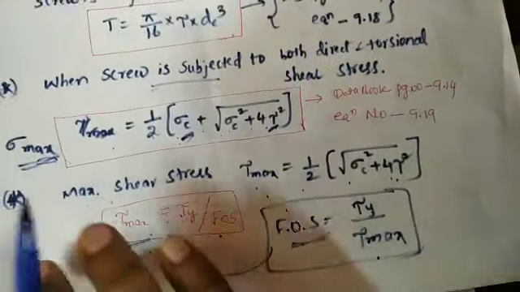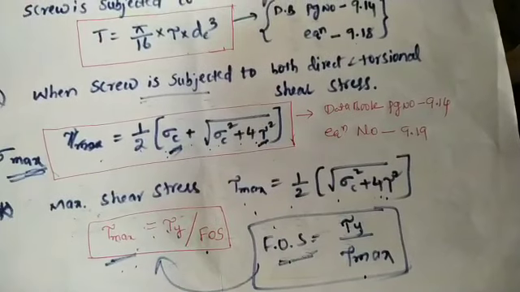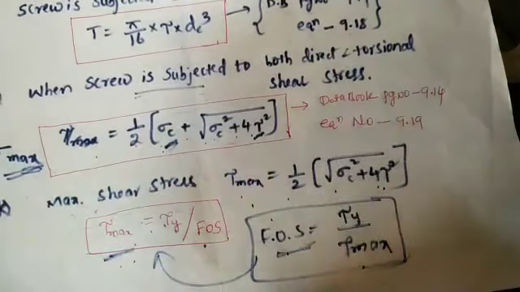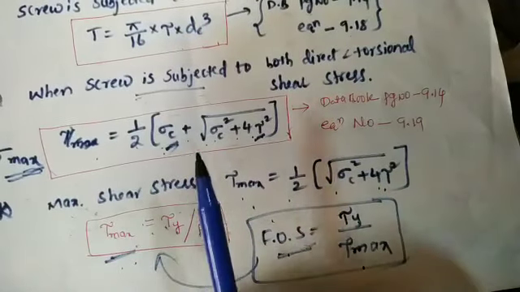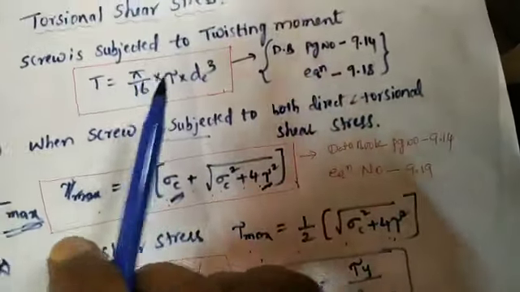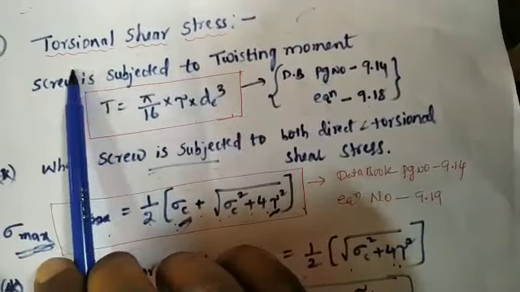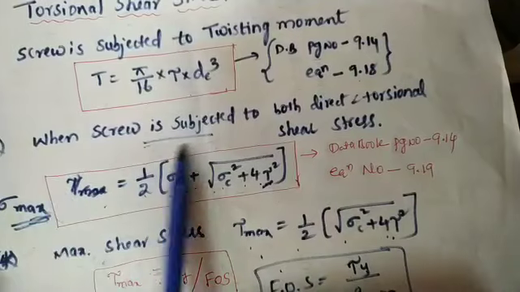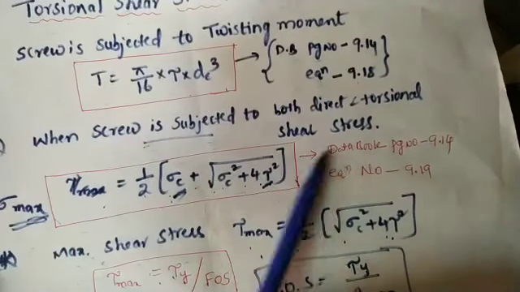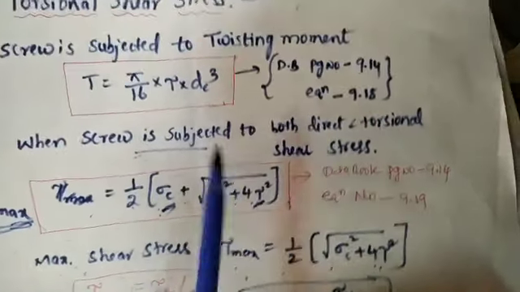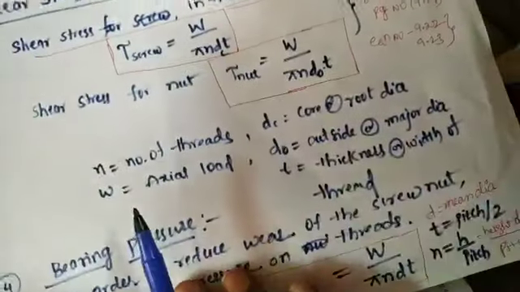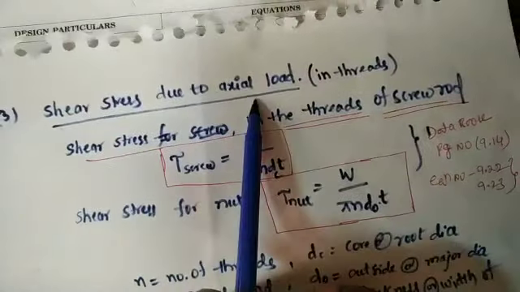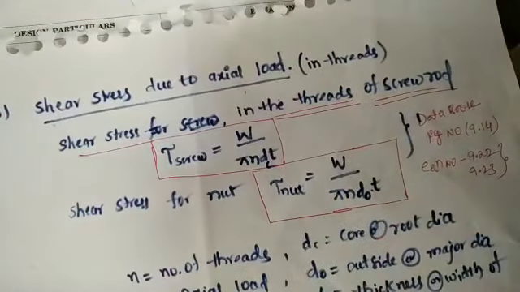Okay, so these are all the formulas used to find the stresses in screw rods. The first stress is compressive stress or direct stress. The second stress developed in the screw is torsional shear stress. The next one is both direct and torsional shear stresses together. Then the third one is the shear stress due to axial load in threads.